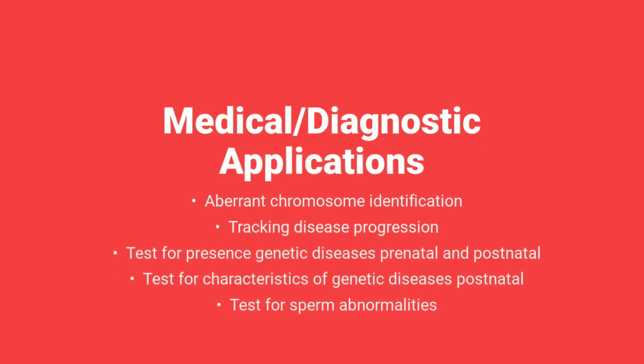FISH can be used to compare DNA samples from a child and their parents to determine if the child has any genetic abnormalities, as well as further exploring the nature of those abnormalities if their presence has already been detected. Other diagnostic uses for FISH include the ability to test for abnormalities in sperm, as only a few chromosomes need to be tested for abnormalities.